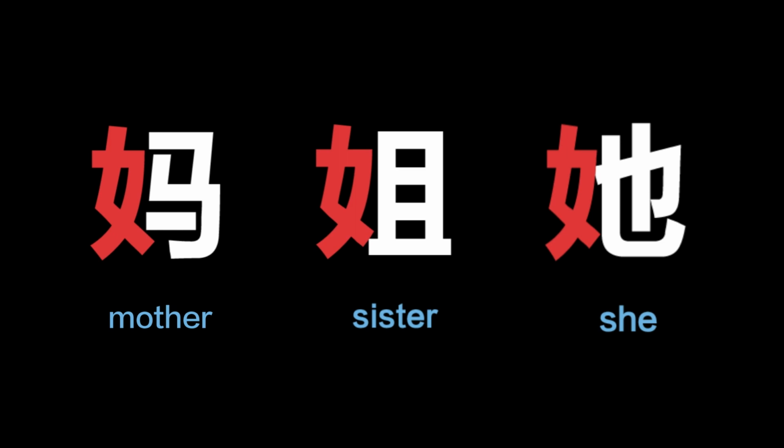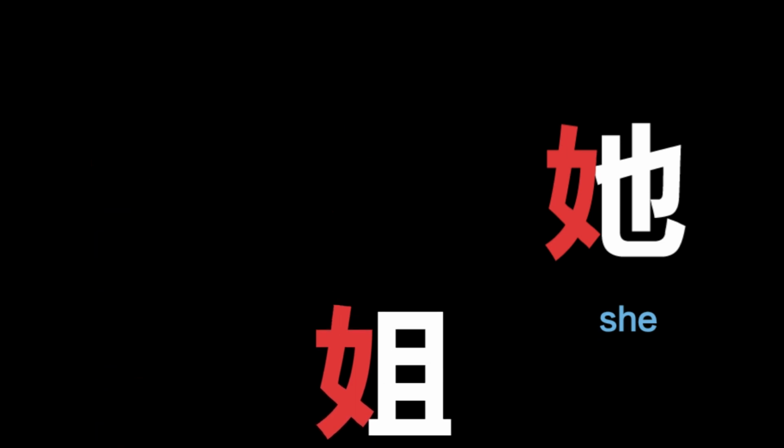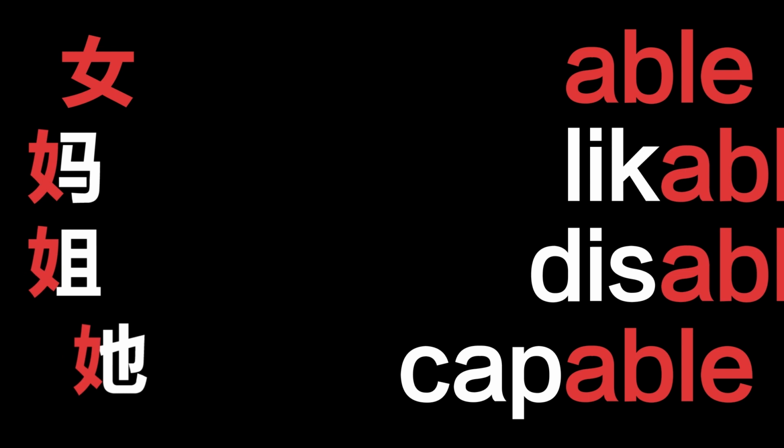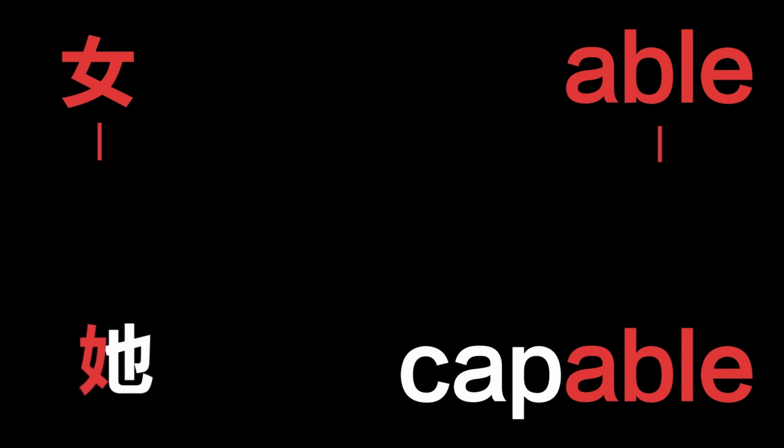When I was learning English at a young age, I used an English dictionary to learn the vocabulary. And I couldn't help but notice words such as able, likable, disable, and capable. All the words contain the same part, which is the root able. And that's when I started to draw a parallel between English and Chinese. Like the characters female, mother, sister, and she all have the same part, which is the female radical. It's interesting how the morphemes came from totally different places, but end up in the same place where they look visually similar to each other.